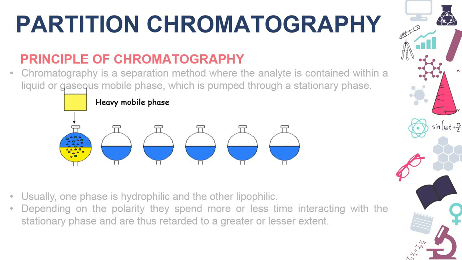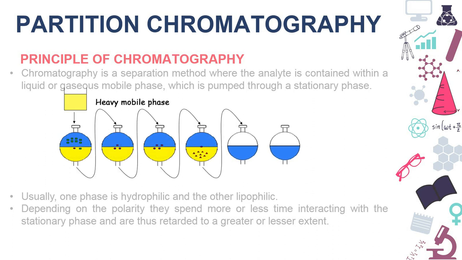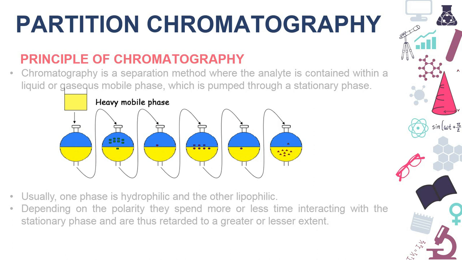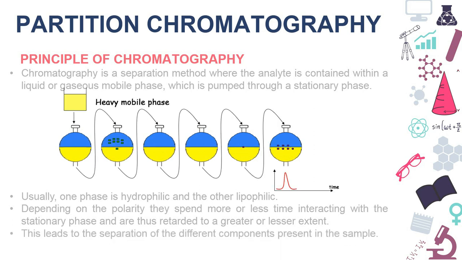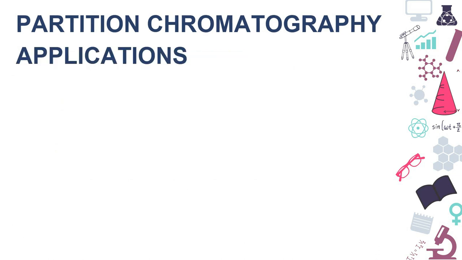When their polarity gets disturbed, they take time. When they take time, they give out certain constituents, and with the help of this the separation of constituents can be done in the present sample. So that was all about partition chromatography.